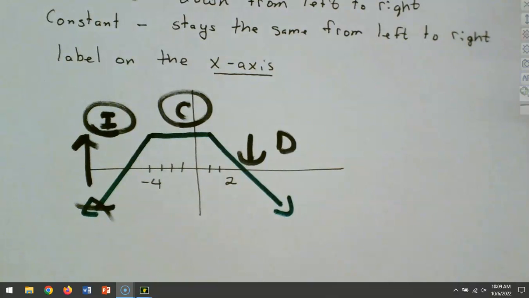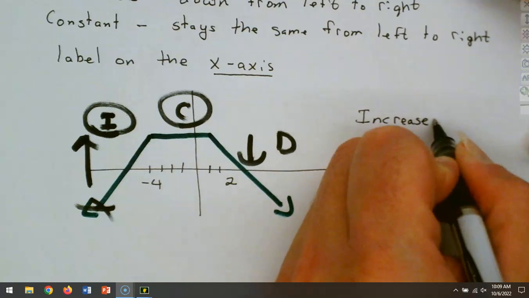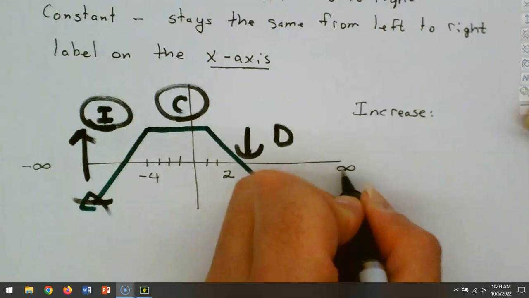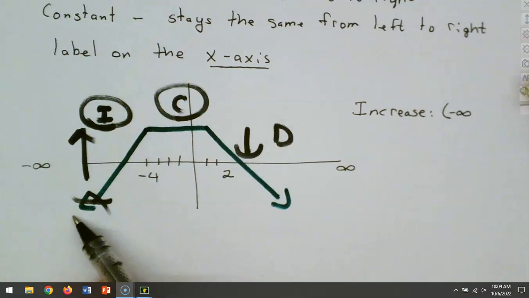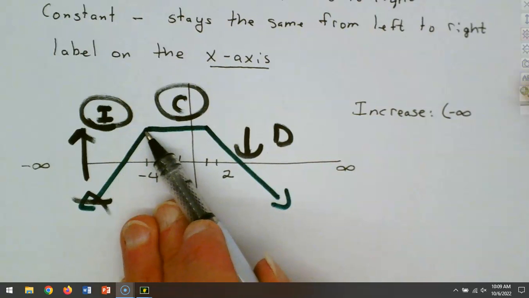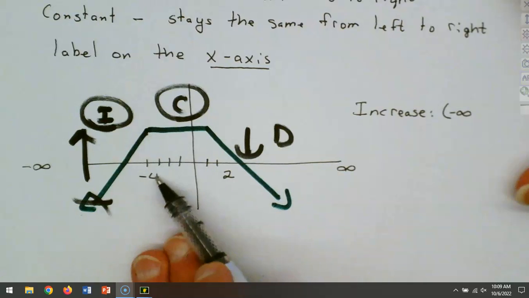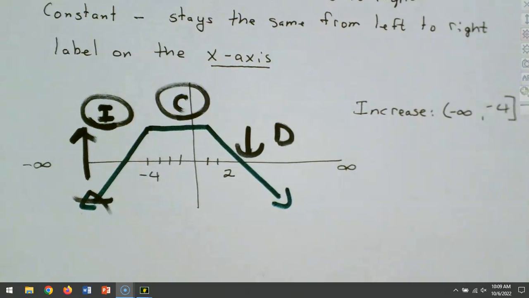So let's now label our increase part. We have to label off the x-axis, not the y-axis. So where is it increasing from? It's increasing from negative infinity, going up here on the x-axis. And where does it stop increasing? I didn't even label the y-axis because I don't want you to get it mixed up. We have to label off the x-axis. So where does it stop increasing? Negative 4 there. Okay, so that's where it increases from.